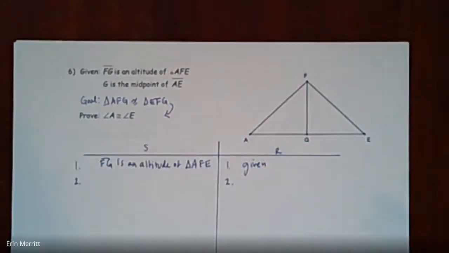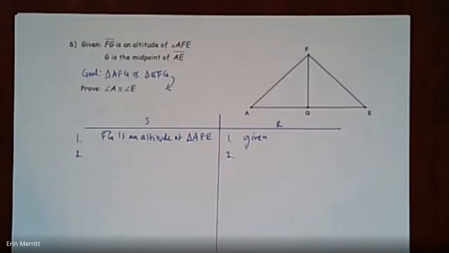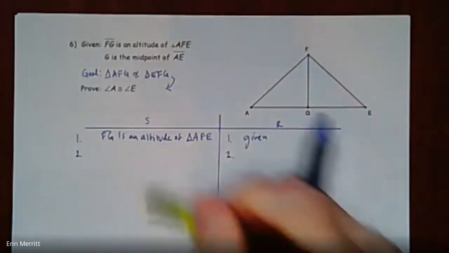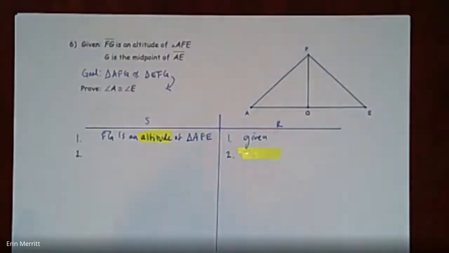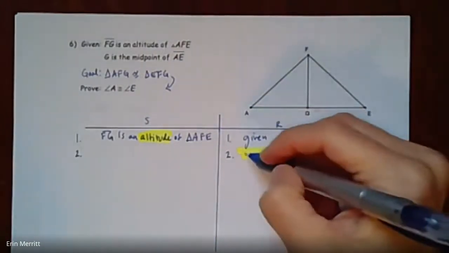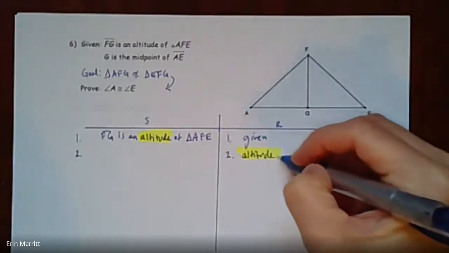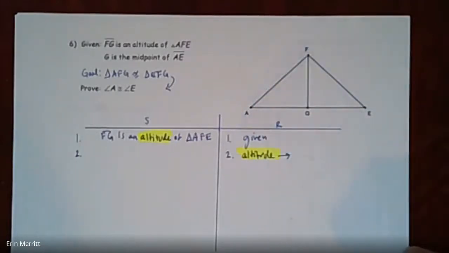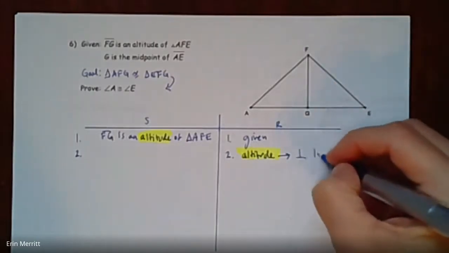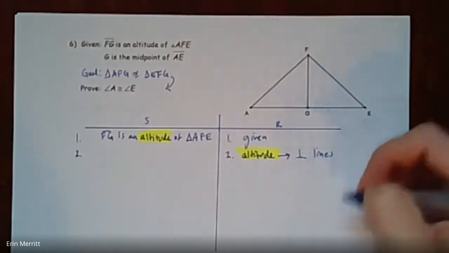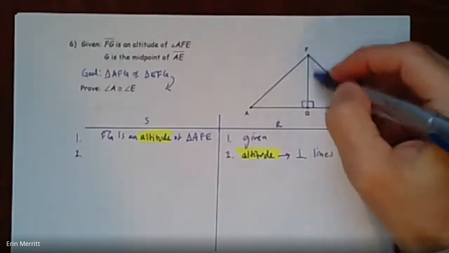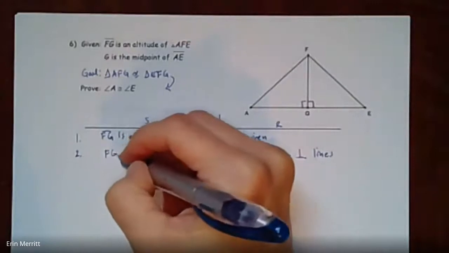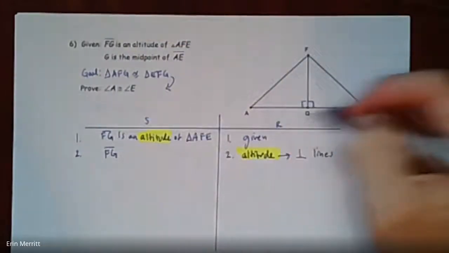You might need to go back to your reason sheet to remember this one. Altitude, that's our vocab word. So that's what we're going to latch on to here. We're going to bring it right down here. So an altitude implies, if you can think, altitude's another word for the height. So altitude implies that you have perpendicular lines. So in the picture, if FG is the altitude, that means that FG is perpendicular to AE.